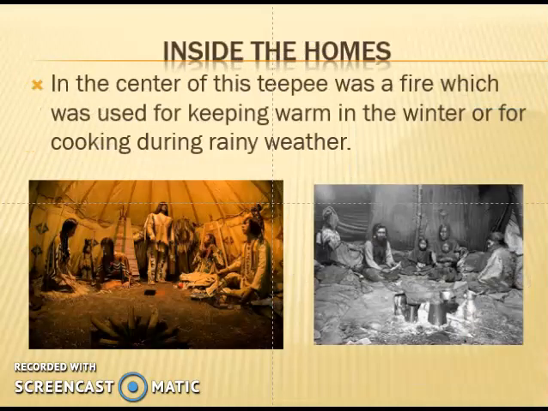Here we are inside of the home. In the center of this teepee was a fire, which was used for keeping warm in the winter or for cooking during rainy weather. Most of the time, Native Americans would cook outside.